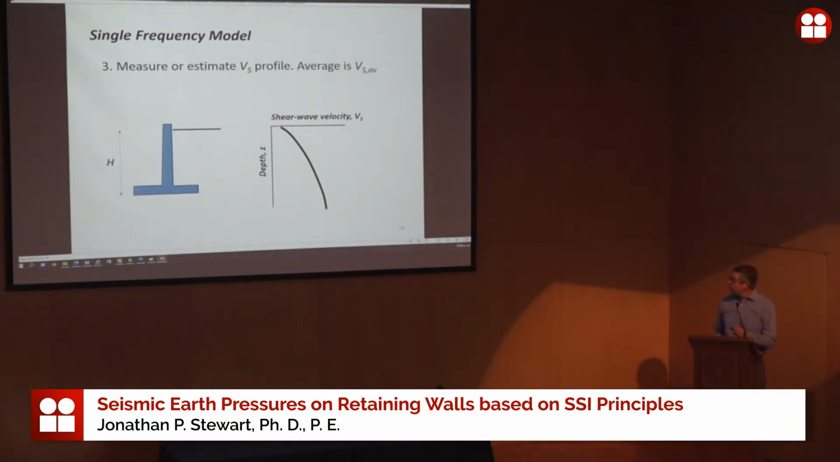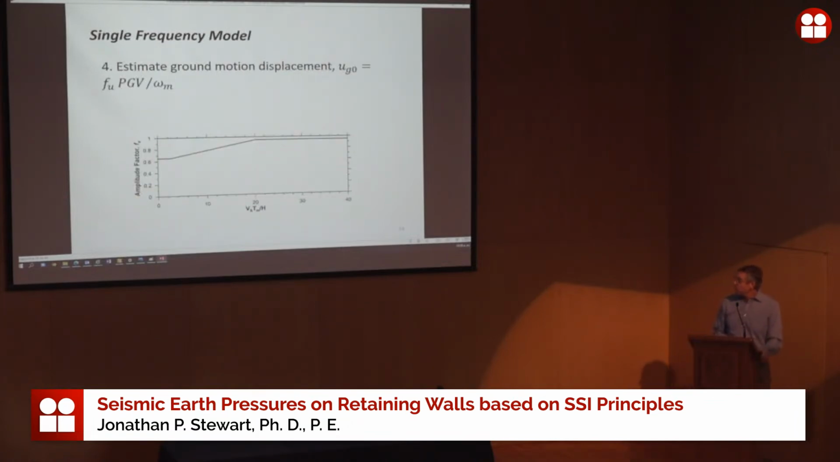So you have a shear wave velocity that varies with depth, and you really need to know those shear wave velocities over the height of the wall. And we're going to take an average velocity, which is essentially a time average velocity over the wall height. So it's the wall height divided by the travel time over the wall height. The same calculation we do for VS30, just now it's wall height instead of 30 meters.